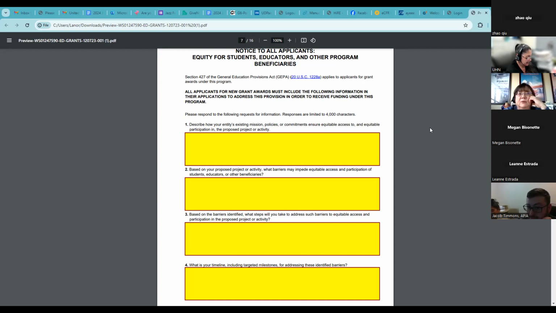In the past, everybody has had to do a GEPA. In the past, was this not even required? This is a new thing? It was like a one-page document that folks did independently where they did a GEPA assurance.